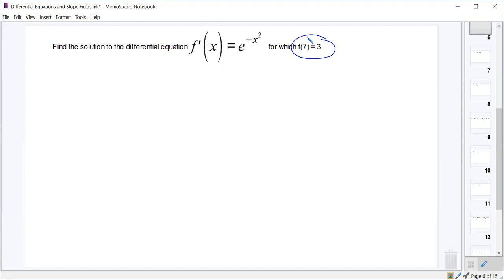So if we don't actually know the integral of e to the negative x squared, couldn't we just call it an integral of e to the negative x squared dx? Sure. I mean, that's definitely what it is. Now, we always have to add a constant to it, right?